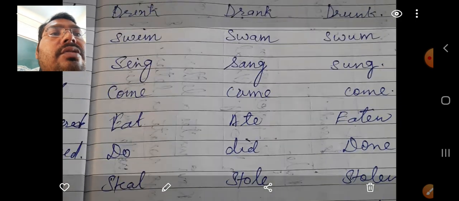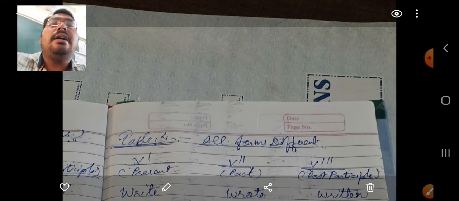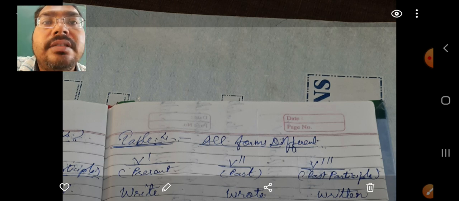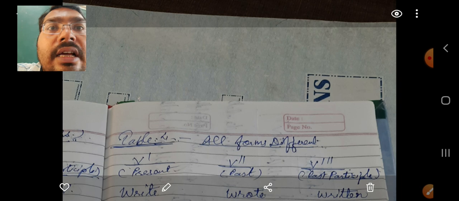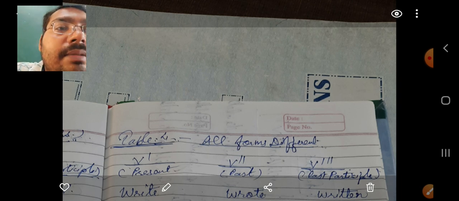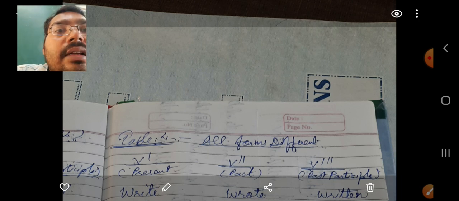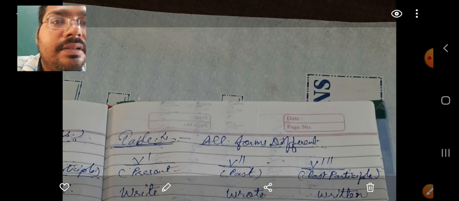So these are the 3 forms of the verbs that you need to learn before we head towards the next chapter, that is tenses. This is of immense importance. You can note them down in your grammar notebook and learn them well. They will be beneficial for the upcoming chapters of grammar.